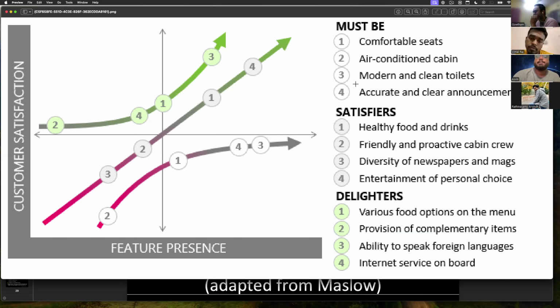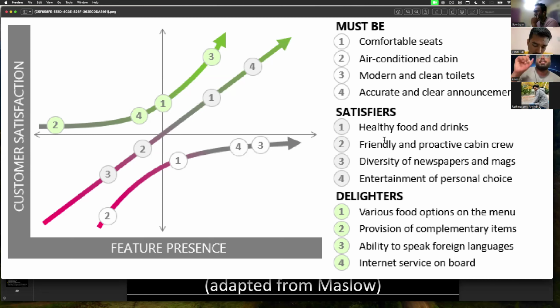Then satisfier, like healthy food. It combines both. What I am thinking is it's combined with the must-be and then the satisfier. So they have comfortable seats, and they have healthy food also. They have a friendly environment, newspapers, entertainment choices, everything. Delighters means they have everything, all these things: food options, complimentary items, internet service, foreign languages. So it comes under the top quadrant.